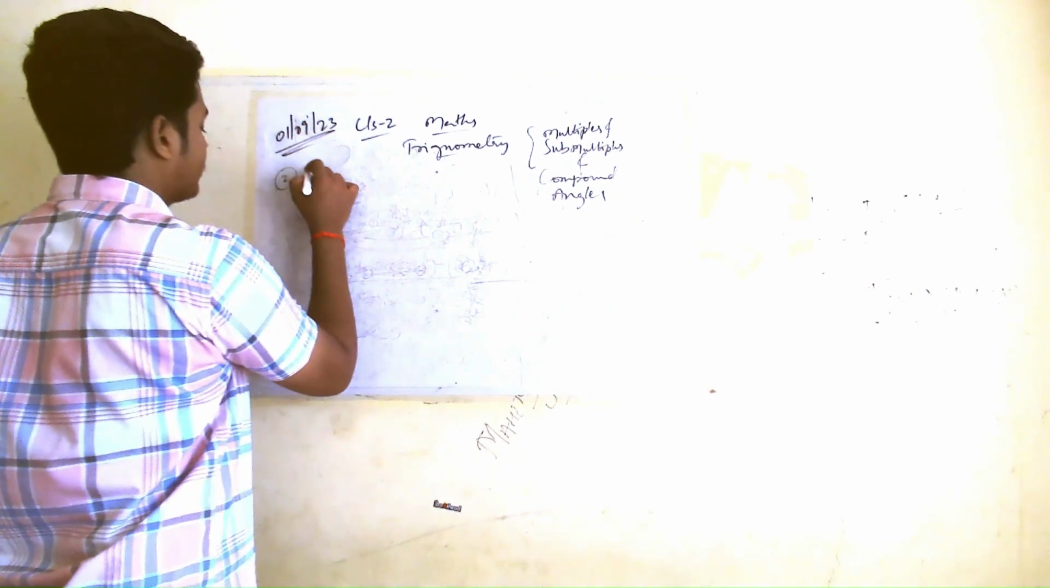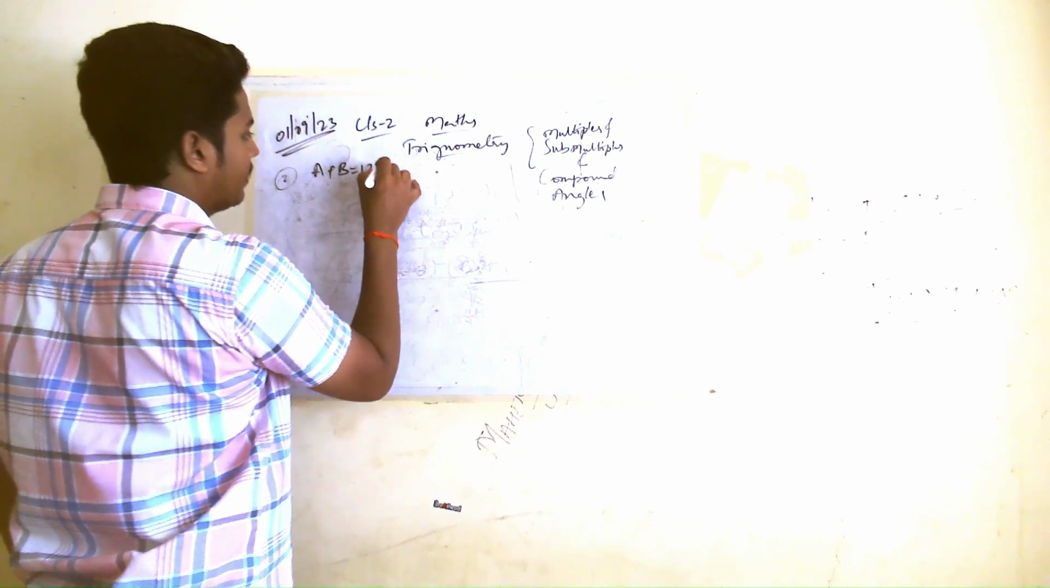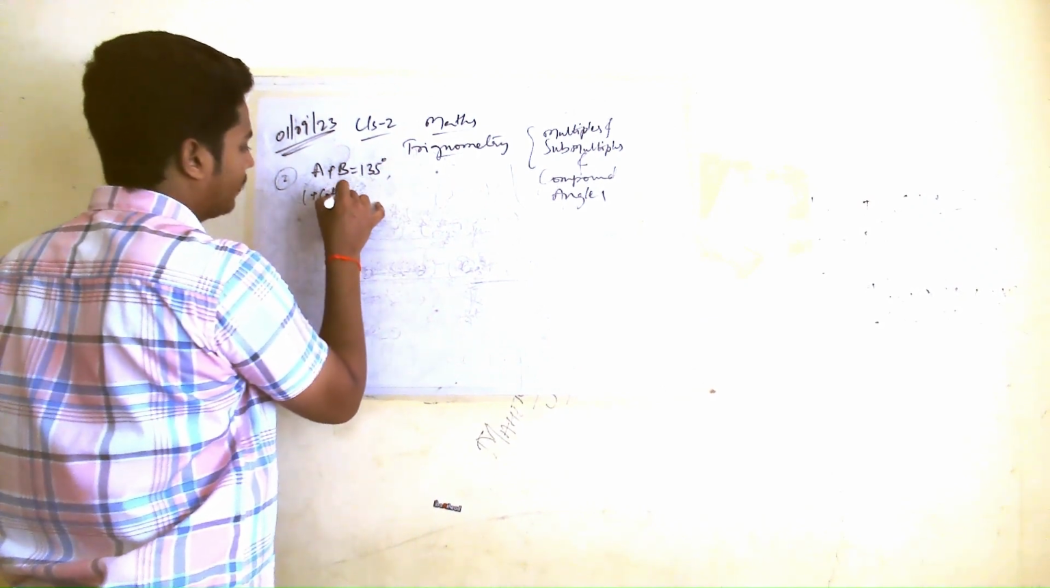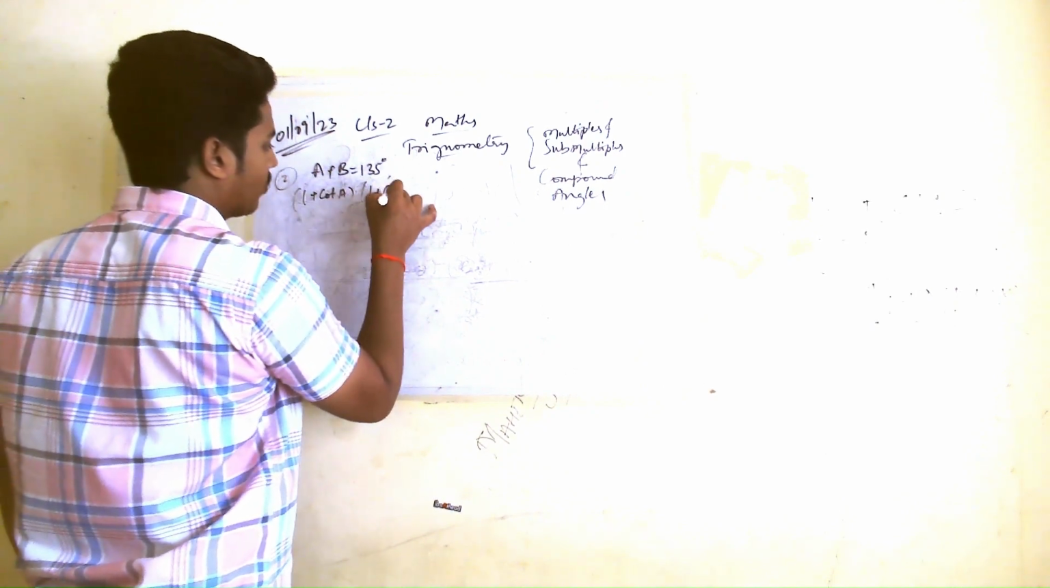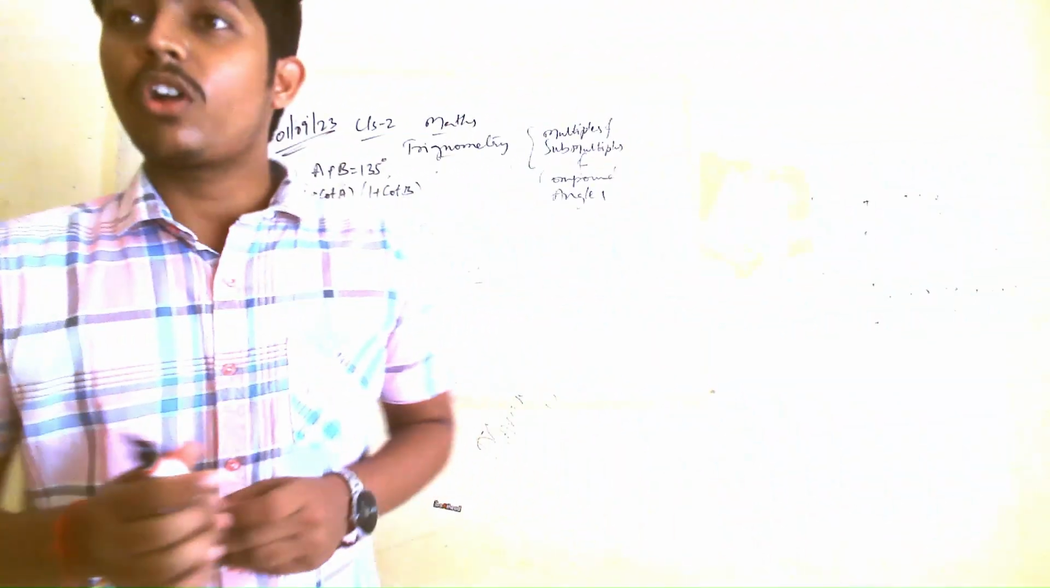Our second problem is: a plus b is equal to 135 degrees, and (1 plus cot a) into (1 plus cot b) is equal to what? Our second problem is angle a plus angle b is equal to 135 degrees. Then he is asking what is (1 plus cot a) into (1 plus cot b). Okay, he is asking this value. Okay, let's solve this problem.